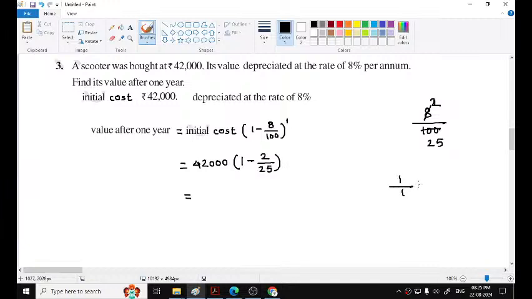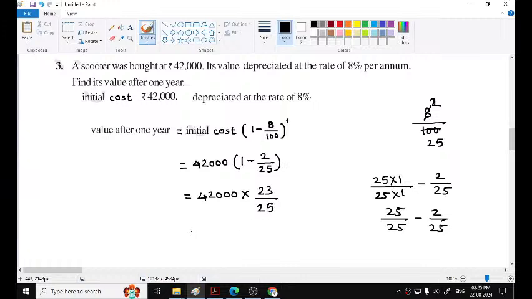Now the denominator is 25. Multiply this fraction by 25 in both numerator and denominator. So this becomes 25 upon 25 minus 2 upon 25. Observe here the value of fraction is same. Here we have 1 and 25 upon 25 is also 1. Now this one is 42,000 into 25 minus 2 is 23 divided by 25, and by completing this calculation you will get a value of scooter after 1 year.